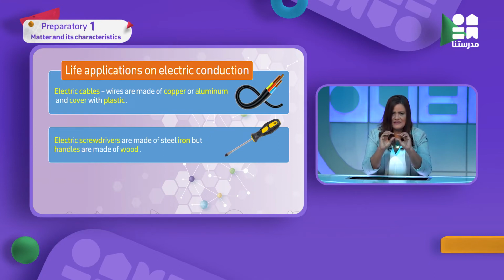Screwdrivers, I mean, mafak. Why is the screwdriver made of iron? To be hard, to be easily used, because it's a very hard type. What about its handle? Why do we cover it with wood, or why is it made of wood or plastic? Also, in order to protect ourselves from electricity, because it will not allow electricity to pass to our hand. Okay. Now we are going to talk about a new point, which is thermal conductivity.